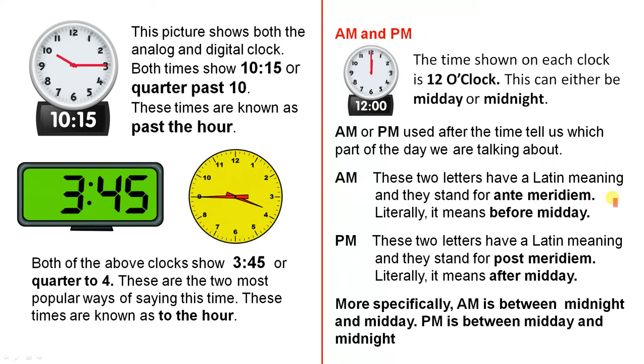AM. These two letters have a Latin meaning and they stand for ante-meridiem. Literally, it means before midday. PM. These two letters have a Latin meaning and they stand for post-meridiem. Literally, it means after midday. More specifically, AM is between midnight and midday. PM is between midday and midnight.